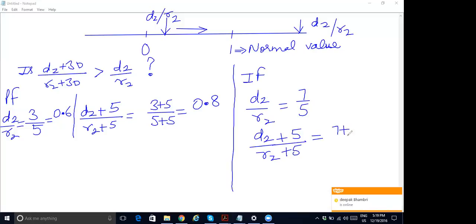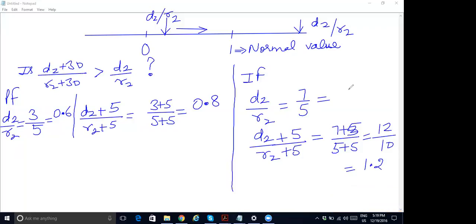we see the value becomes 12 by 10, which is equal to 1.2. And the original value was 1.4. Here, by adding, we see a decrease, and here we saw an increase. So when we are adding the same positive constant value to a fraction that is greater than 1, we see that the fraction moves towards 1. That is, it starts to decrease.